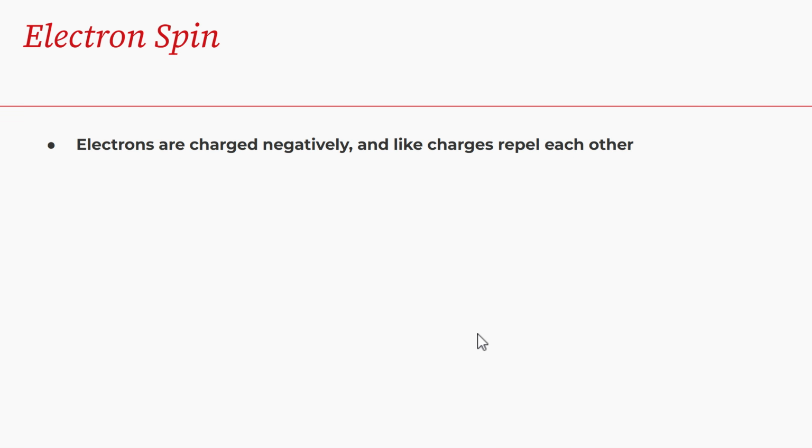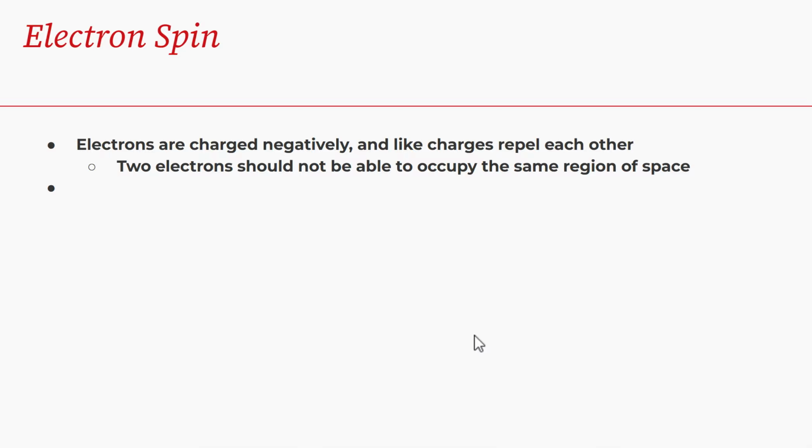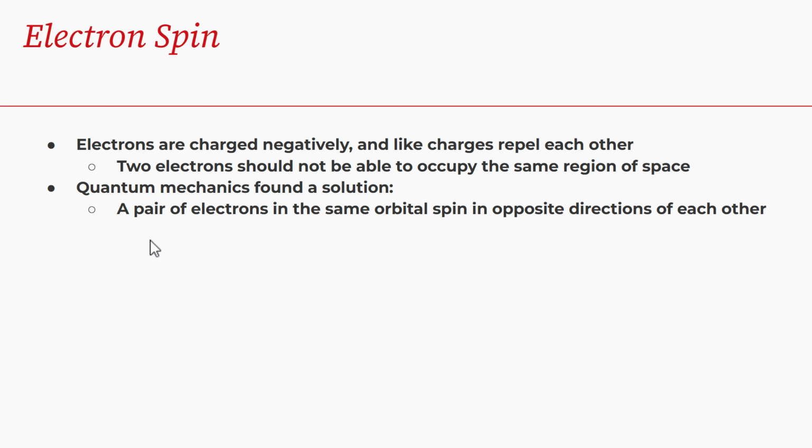So there's one more important thing to talk about before we get into how to actually make orbital diagrams, and that is electron spin. So electrons are charged negatively, right? And we know that like charges repel each other. That's a problem. Two electrons should not be able to occupy the same region of space. They should push each other away and repel against each other. Doesn't make sense. So what they found out, quantum mechanics specifically, found a solution.